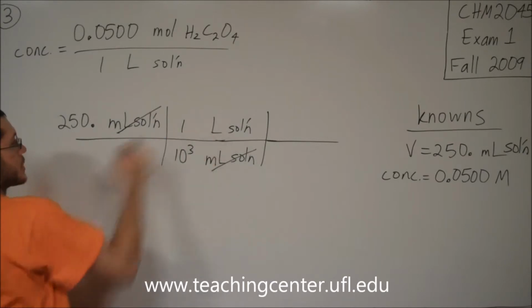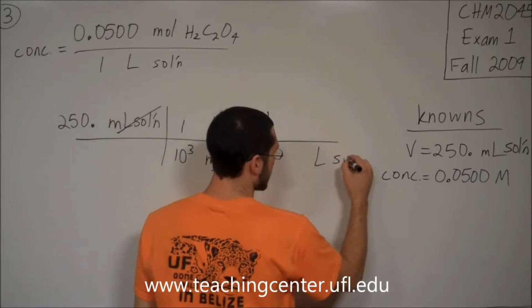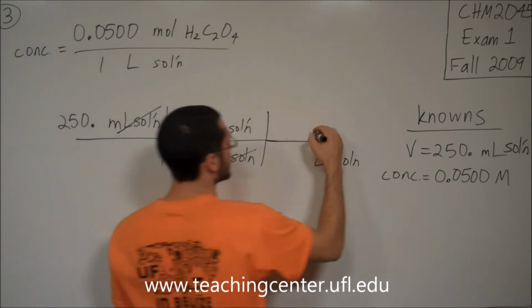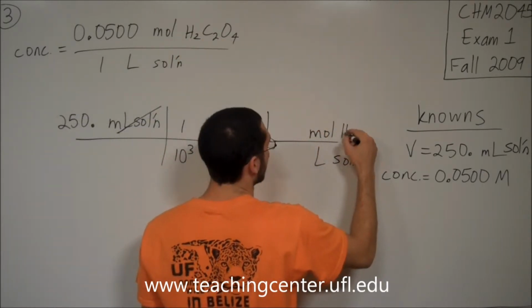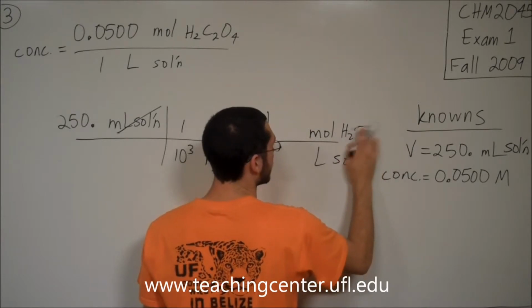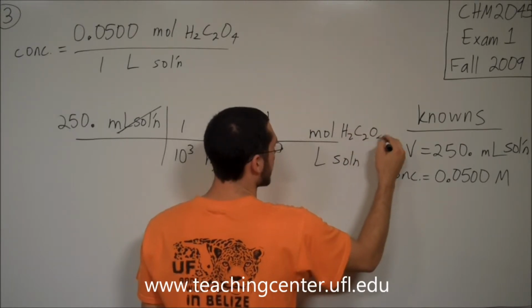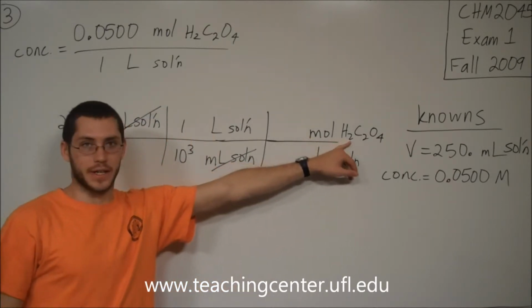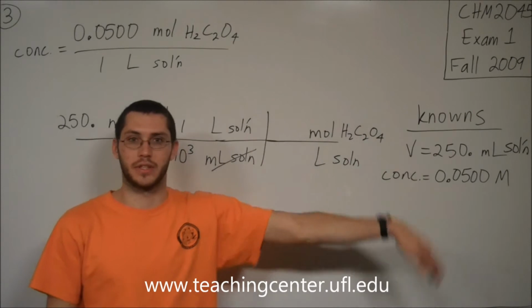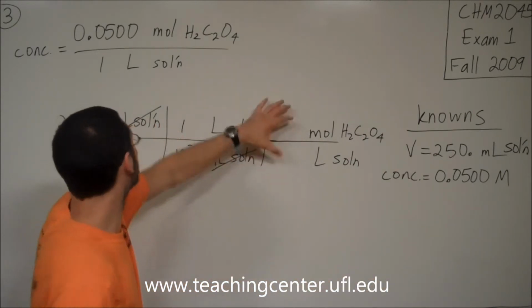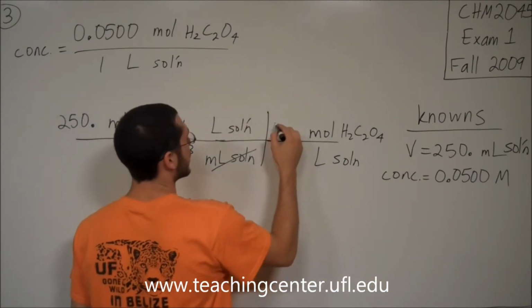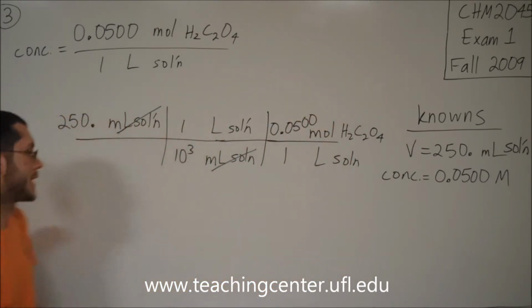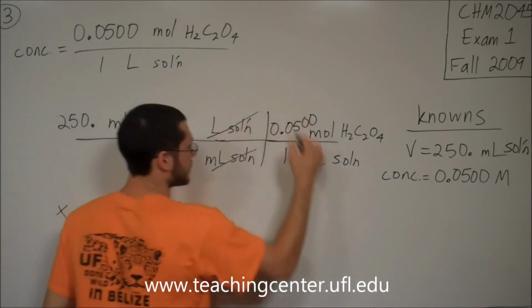And so now I'm in liter solution. I need to cancel liters by using this ratio. So I'm going to have moles at the top, H2C2O4. See how I'm getting closer and closer to eventually getting the mass of oxalic acid. Once I'm at moles, I can just easily convert to grams. So what's this ratio? I have 1 liter solution per 0.0500 moles oxalic acid. Liters cancel.